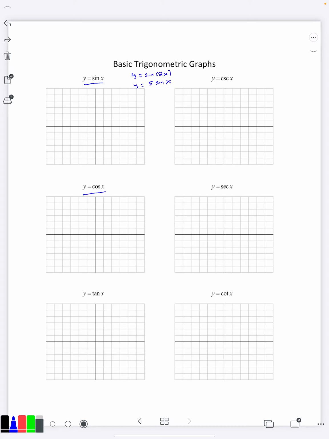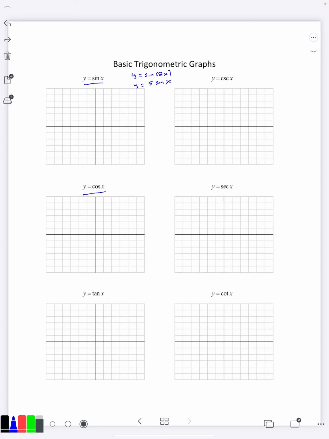And those will change the graphs. They'll make them look different. It's going to follow the rules of translations, reflections, stretching, compressing that you may have seen in other classes. But we have specific ways of doing that with trig functions to make it a little bit easier on us. This video is focusing on just the basic graphs, nothing more complicated than that.